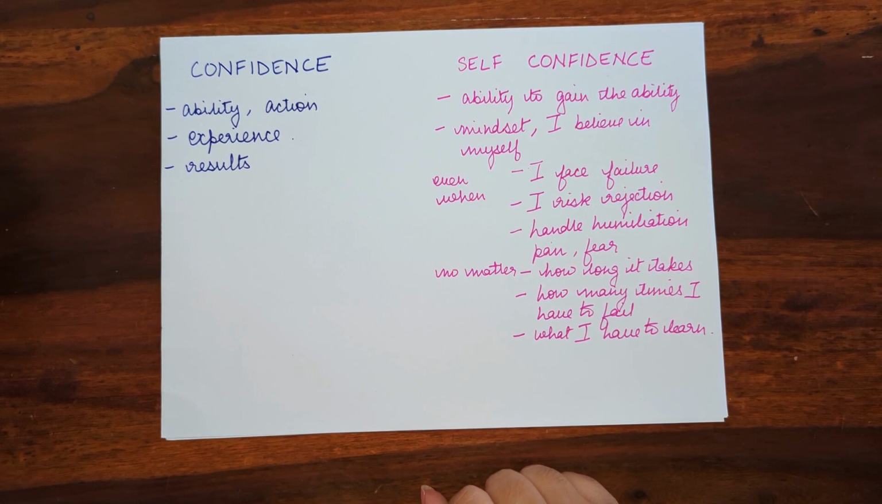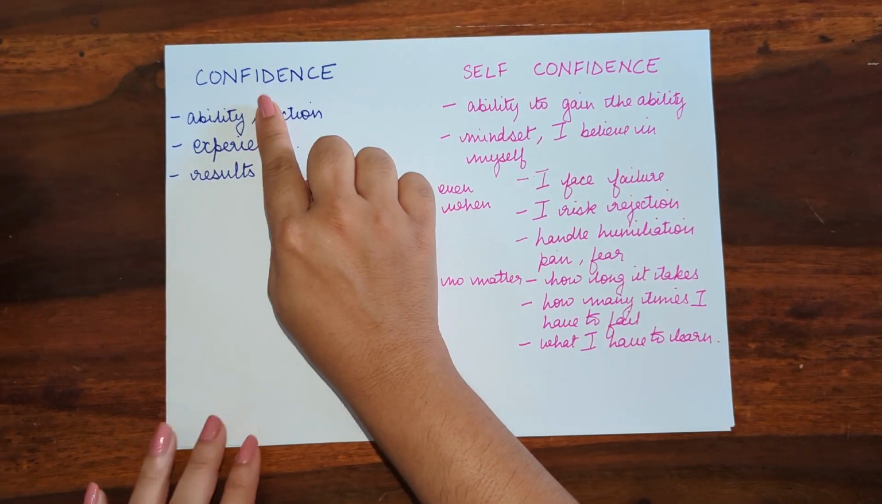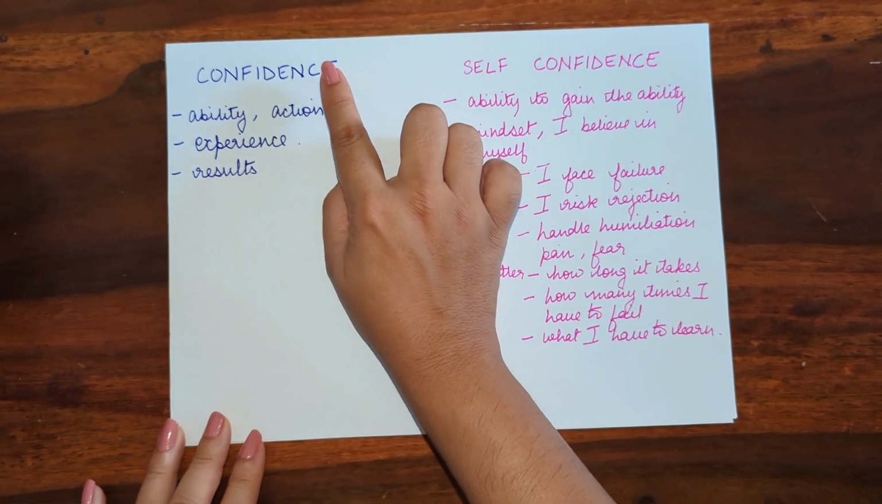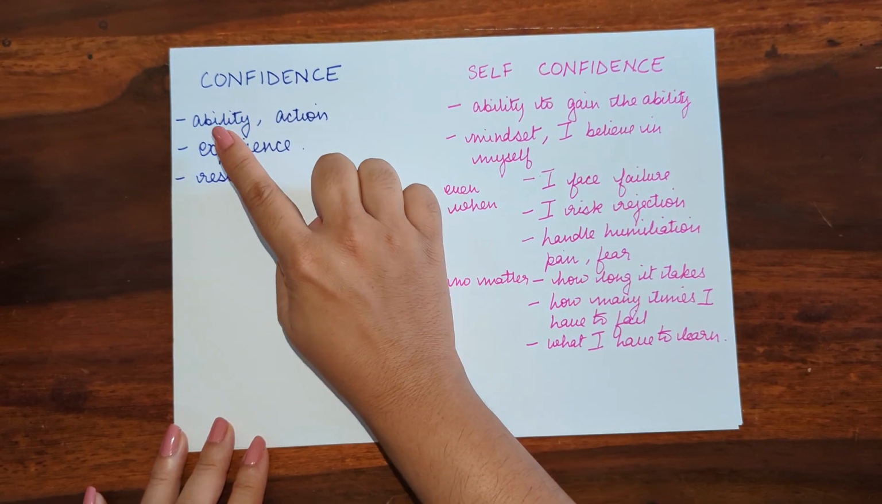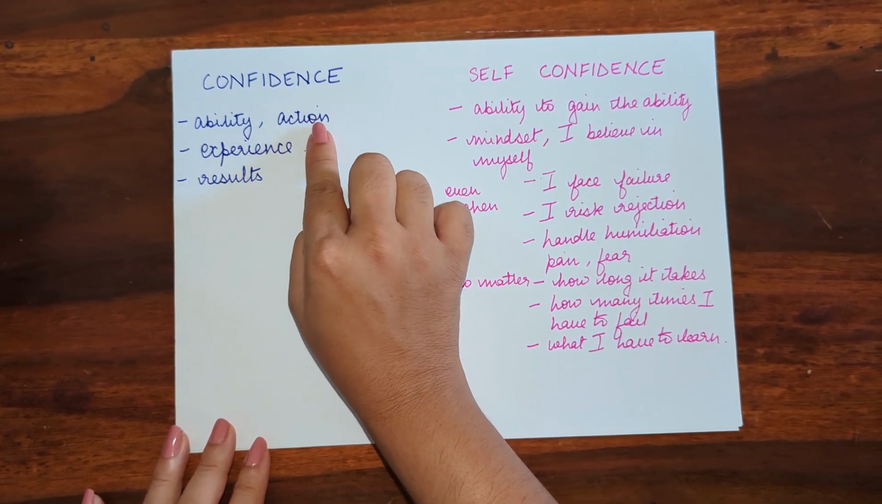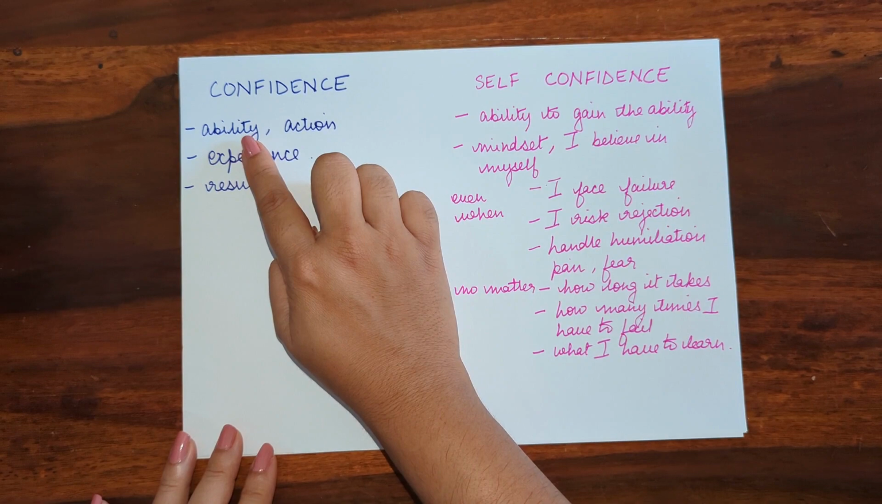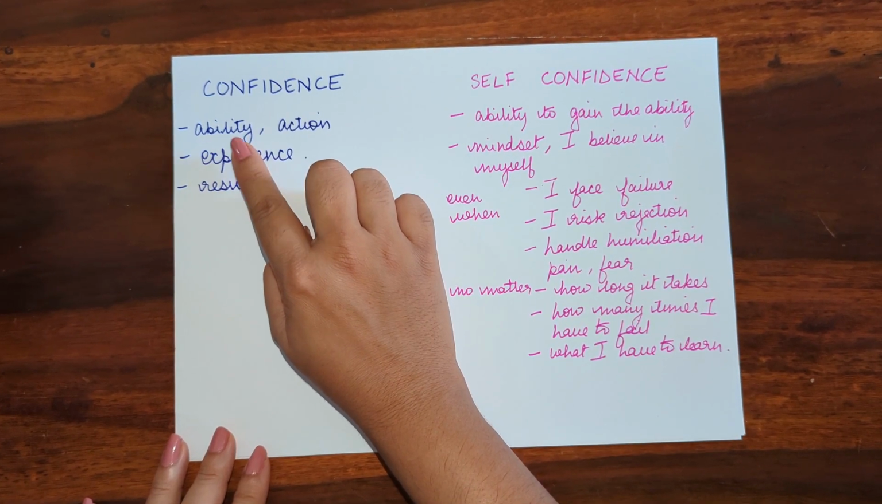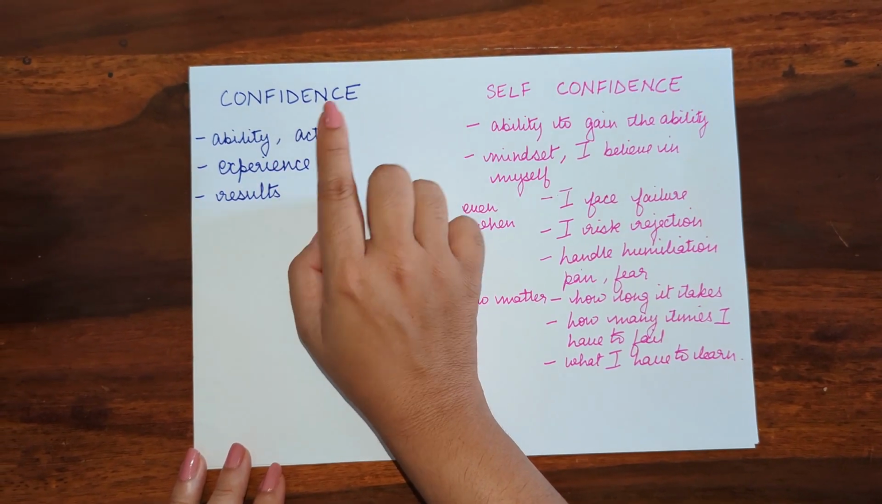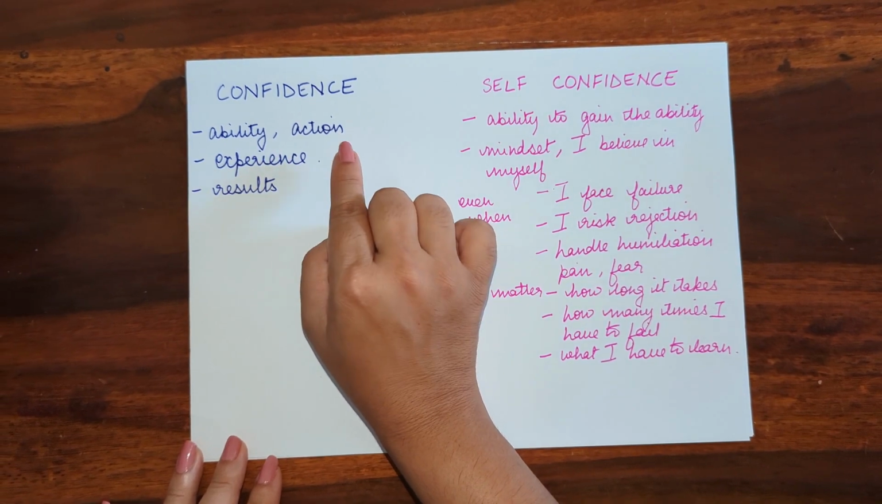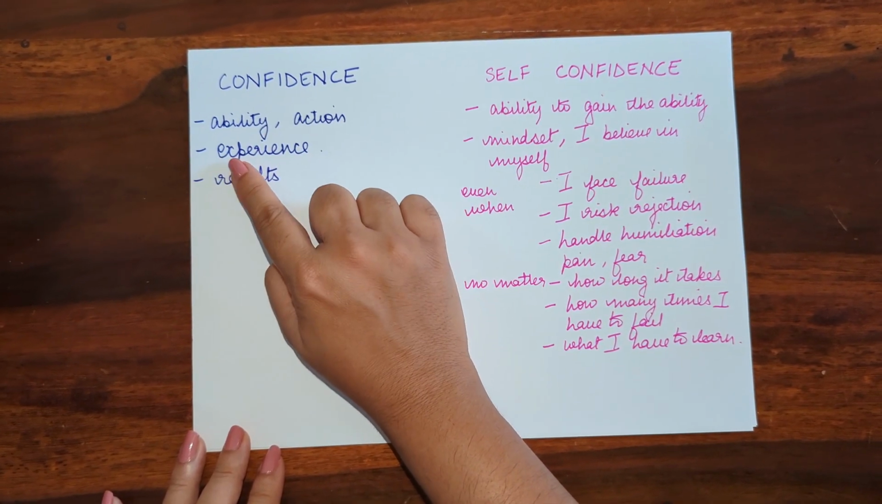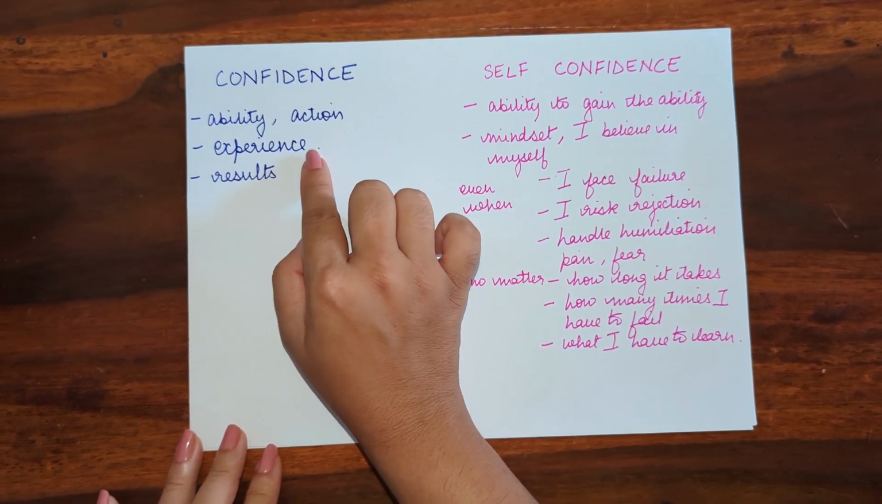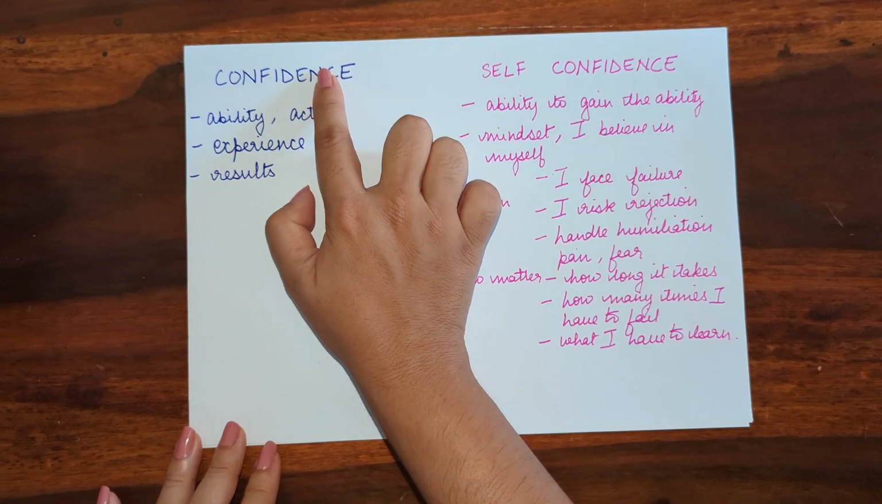So let's first discuss the difference between confidence and self-confidence. Now, confidence is when you have confidence in your ability, in your actions, like you have confidence in your ability to be a doctor, to be able to operate. I have the confidence in my surgical abilities, in the actions that I take. I have the confidence in the experience, my 20 years of experience. So that builds my confidence.